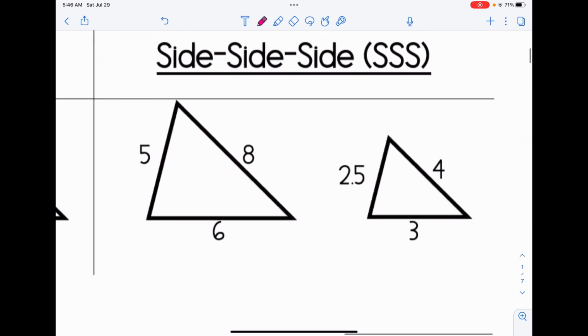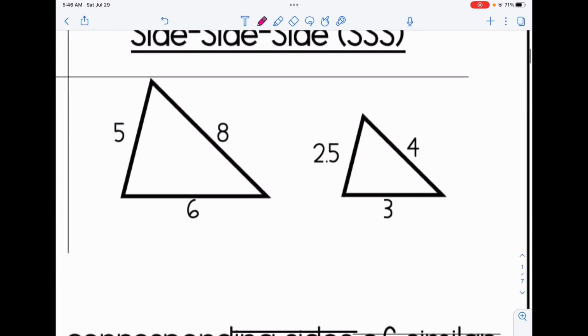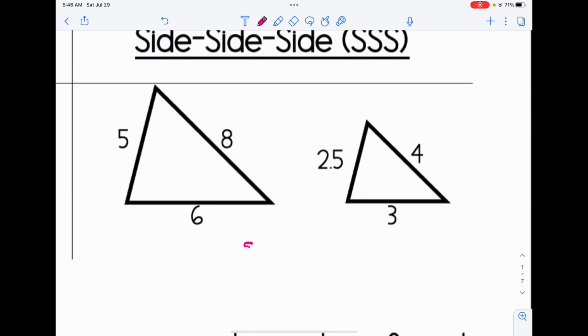The third option, side-side-side, would mean that all three sides are proportional to one another. So if I add in this third side here, we can see that these are all equivalent to one another. You could identify that in two ways. You could take any two and cross multiply the proportion, or you could reduce them. 5 over 2.5 is 2. 8 over 4 is 2. 6 over 3 is 2. And we can see, okay, they all share that same proportion, the same ratio.